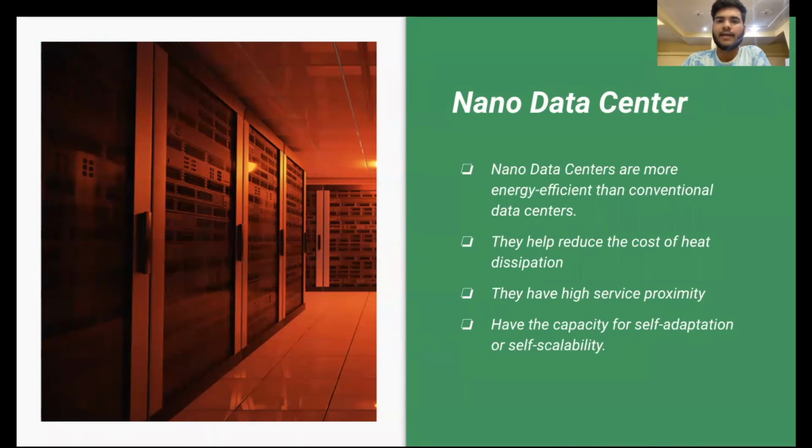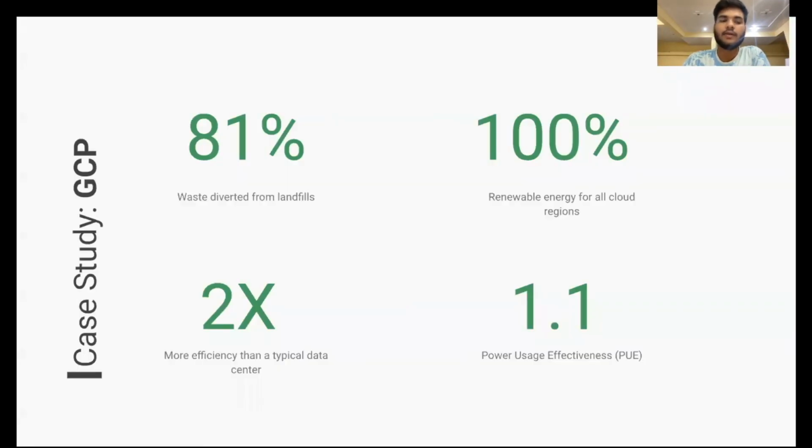Now, I'd like you to go through a case study with me. This is a case study of the Google Cloud Platform, or GCP, and this is some of the data that has been provided on their website and white papers. The first point is that in a sustainability study conducted by themselves, they figured out that 81% of the waste was diverted from landfills. What this means is that 81% of the waste that would previously go to landfills has been reused or recycled in some way, to be used again in the form of energy or some sort of appliance.